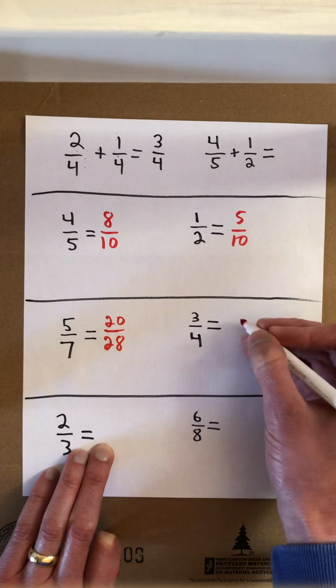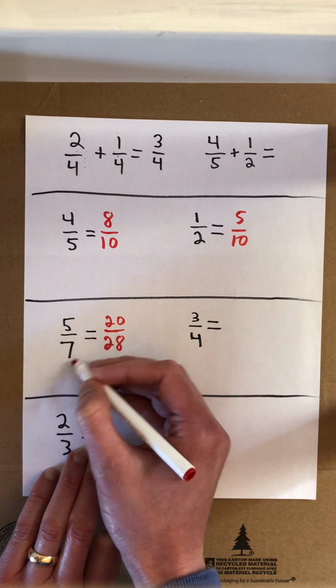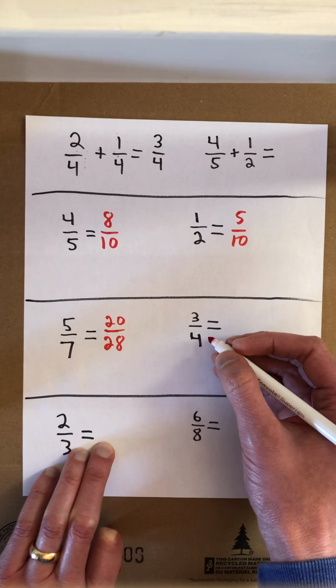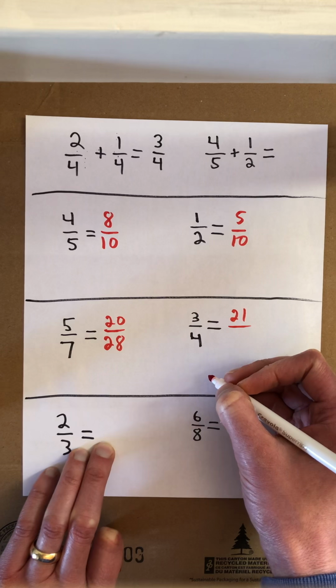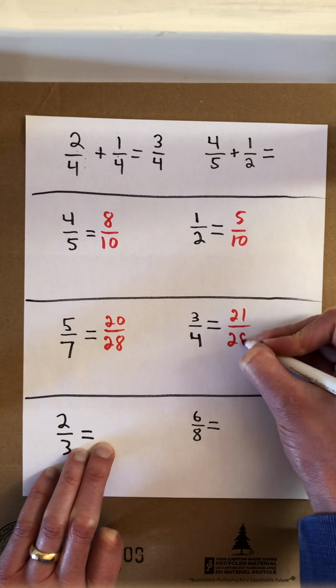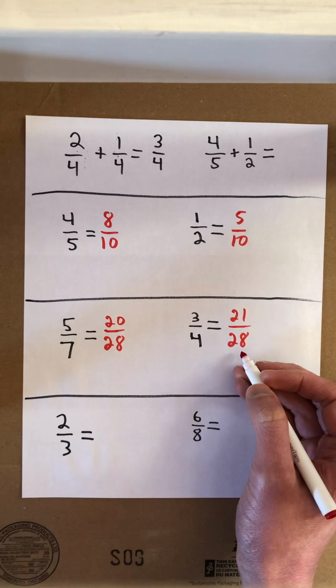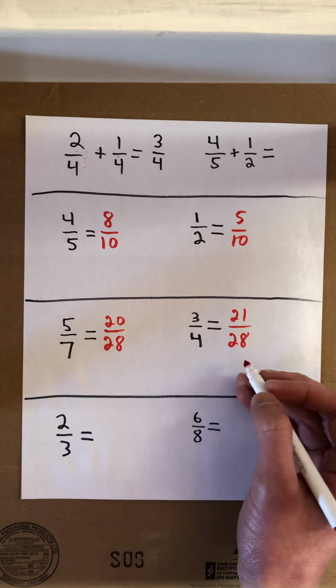Now I want to do the same thing over here to this one. I multiply the top and the bottom by the other fraction's denominator. So what I've got here is 7 times 3, which is going to be 21, and 7 times 4, which is going to be 28. Once again, both fractions now have the same denominator. This means that we can now add or subtract these fractions because the denominators are the same.